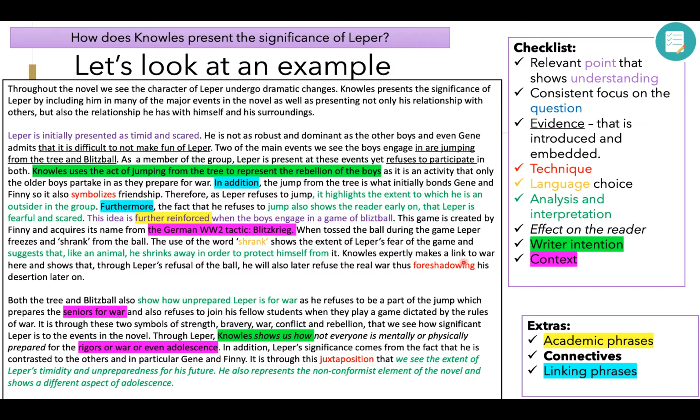Knowles expertly makes a link to war here and shows that through Leper's refusal of the ball, he will also later refuse the real war, thus foreshadowing his desertion later on. So here I'm talking about a technique, a structural technique: foreshadowing. If you look, I've actually got multiple techniques here, and only once do I really talk about language.